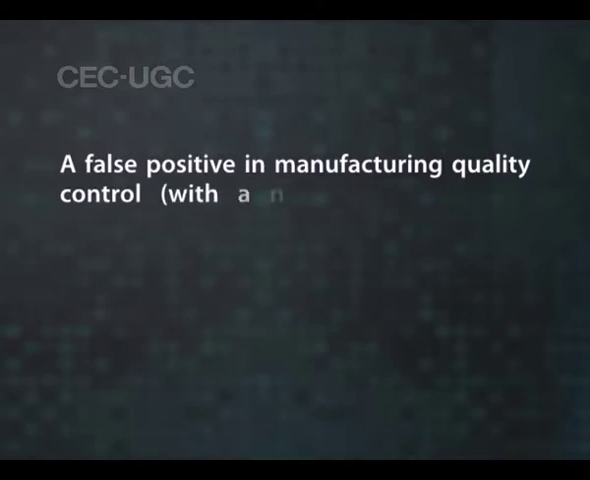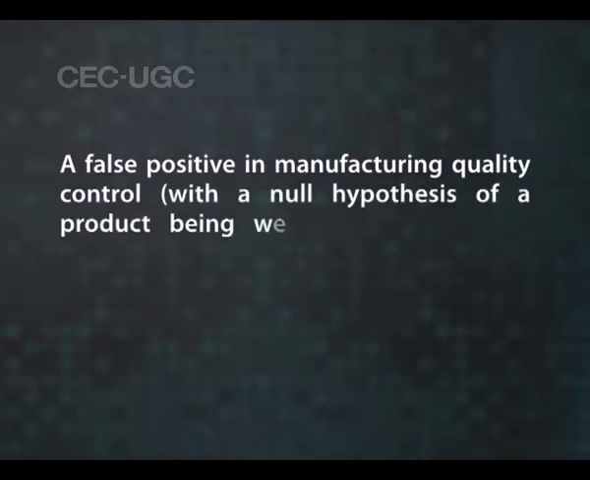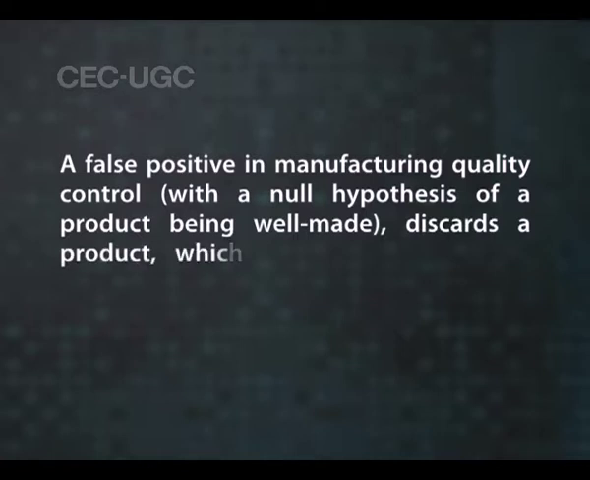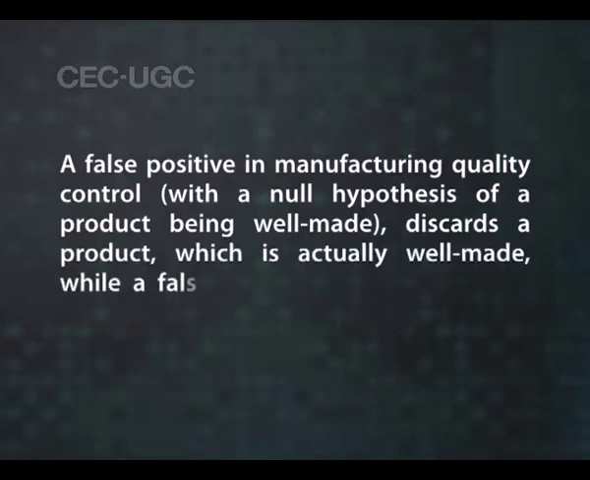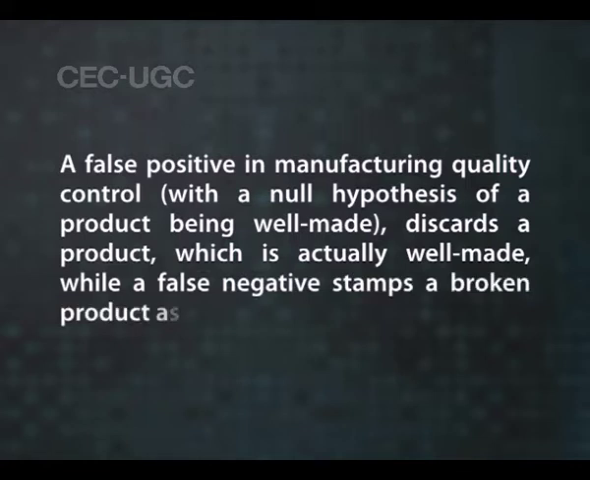A false positive in manufacturing quality control with a null hypothesis of a product being well made discards a product which is actually well made, while a false negative stamps a broken product as operational. A false positive with null hypothesis of no effect in scientific research suggests an effect which is not actually there, while a false negative fails to detect an effect that is there. Based on the real life consequences of an error, one type may be more serious than the other.